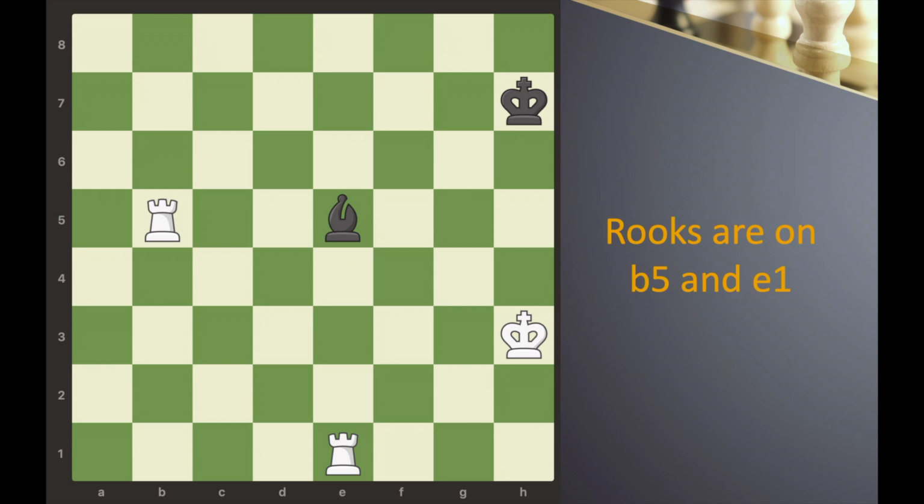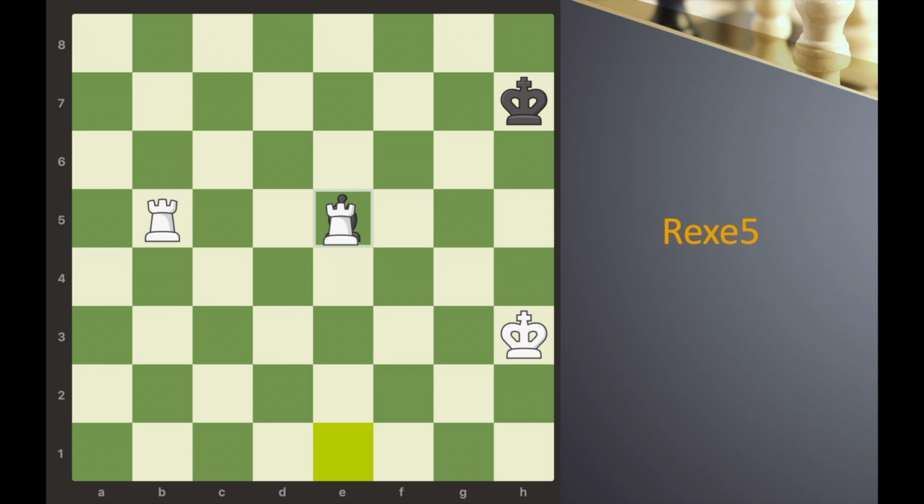Similarly, we can also specify the notation using files. We can alternatively write it as Rexe5, and for the other rook we can write Rbxe5.